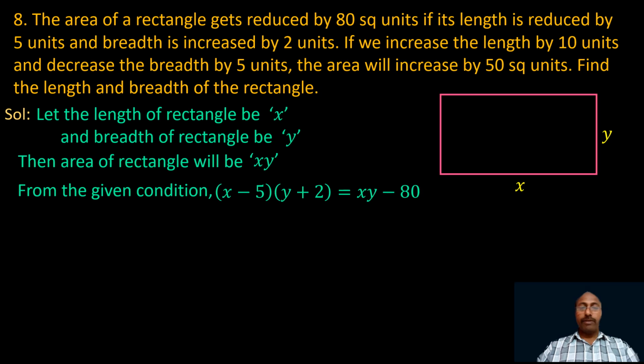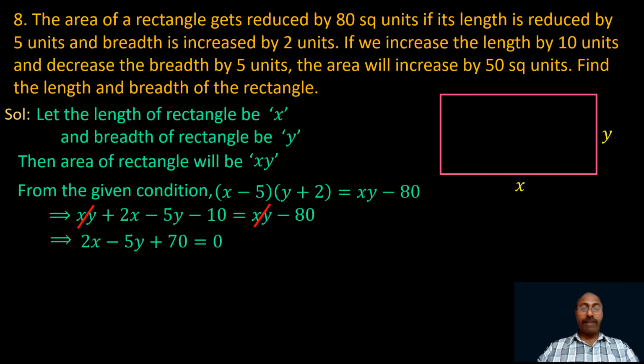Now let us multiply the two expressions on the left hand side, that is (x minus 5)(y plus 2). So x into y is xy, plus x into 2 is 2x, minus 5 into y is minus 5y, minus 5 into 2 is minus 10, and is equal to xy minus 80. So we can cancel xy on both sides and now we remain with 2x minus 5y minus 10 is equal to minus 80. If we take minus 80 to the left side, we remain with 2x minus 5y plus 70 is equal to 0. Take it as equation 1.